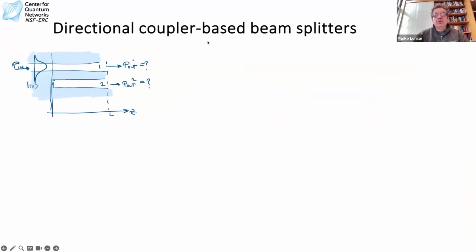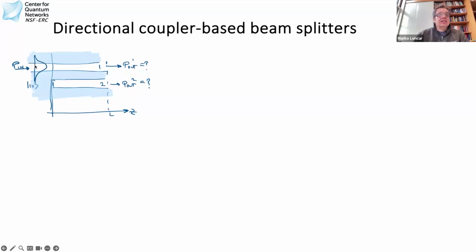On chip, we use pretty much a similar idea. We use evanescent waves. So we're going back to slab waveguides. We have two slab waveguides. Okay, one is, let's assume, what I want to do.